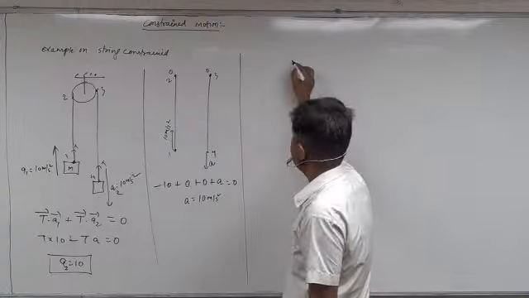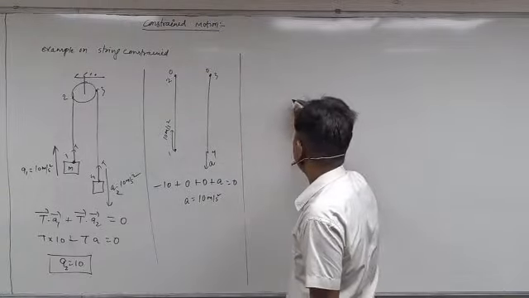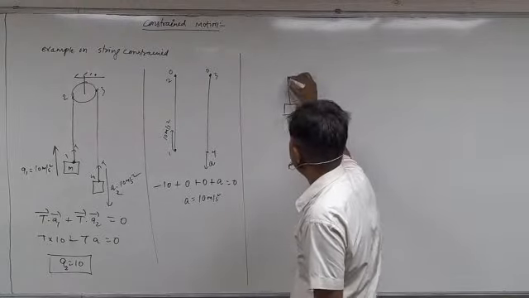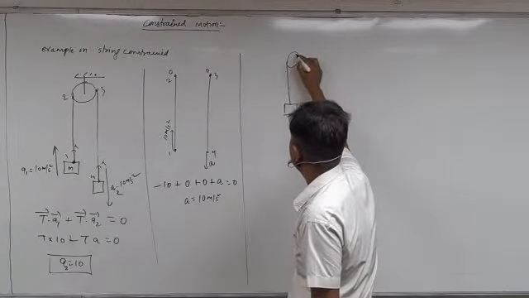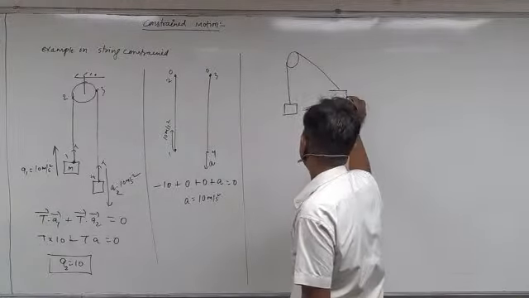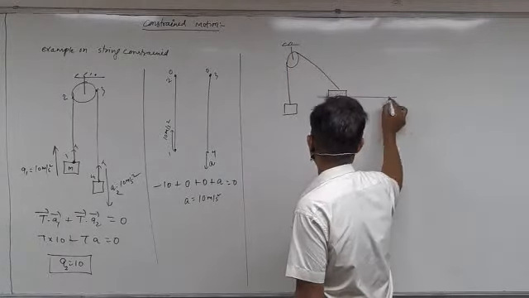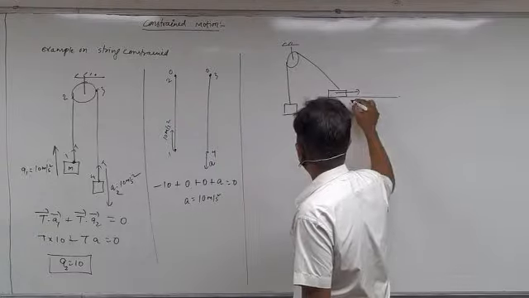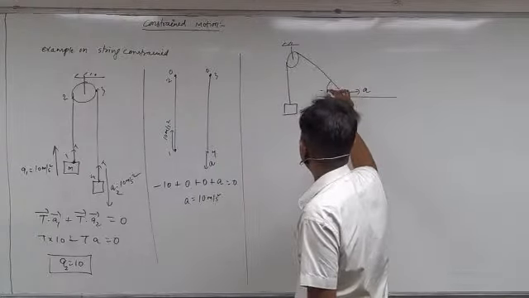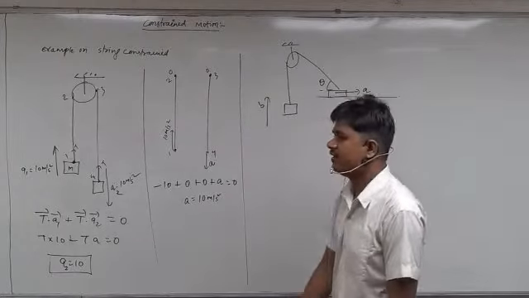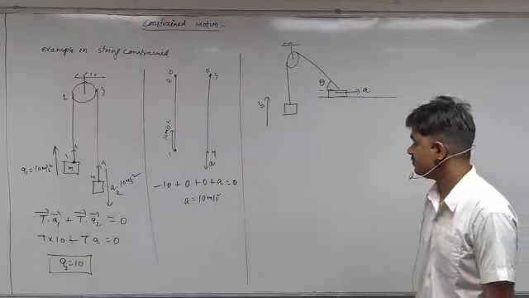Then the next problem based on this, if you just look here, suppose I say that this is one object, and then this is connected to the pulley this way, and the other object is here on this surface, and it is going in this direction with some acceleration A. Let's say this is theta. So what will be its acceleration B? We have to find the relation between the accelerations.